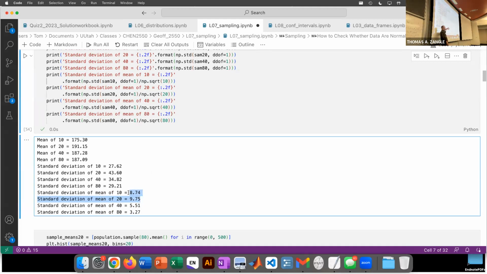Does that make sense? So there's some intuition there. If we want to know the average weight of a certain population, right, that's what we're looking at here. If I ask 80 people, I have a better understanding of the average than if I ask 10 people, right? And that's what's reflected here in the standard deviation of the mean. Yep.